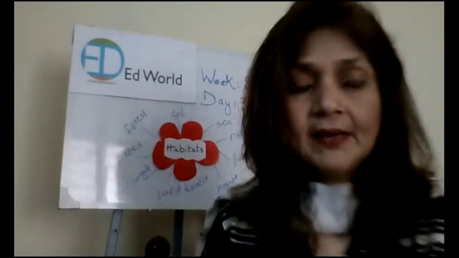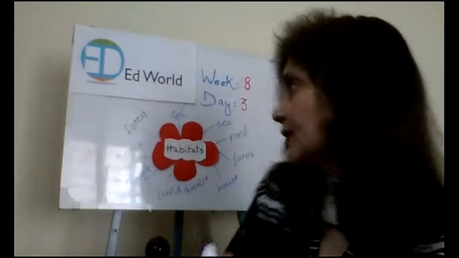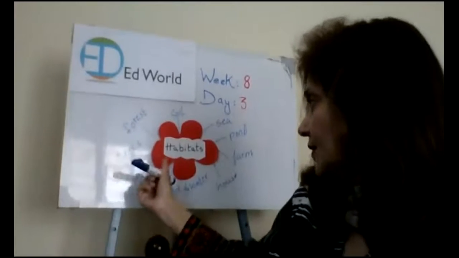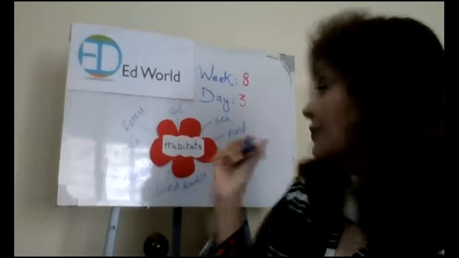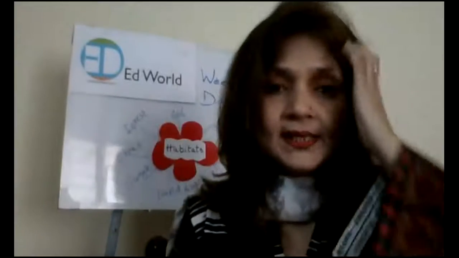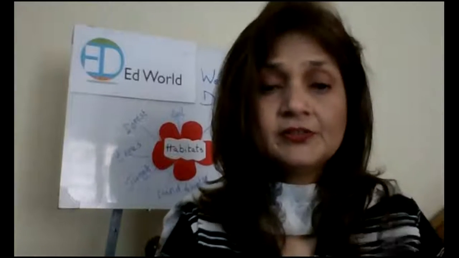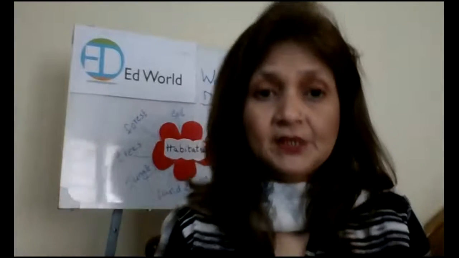So these are many habitats of animals, like forest, trees, jungle, land, water, pond. Then you can see house, farm. So all these animals live at different places. Why? Because they can easily adapt themselves.